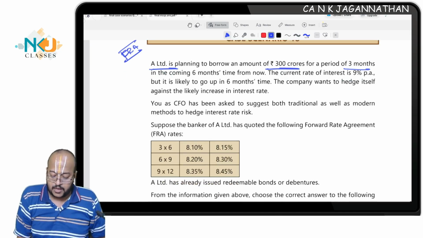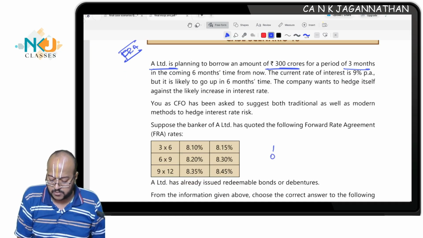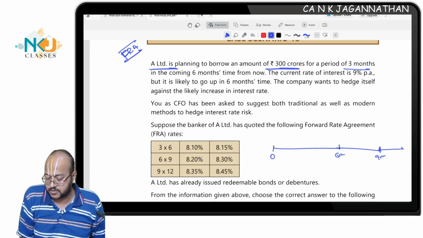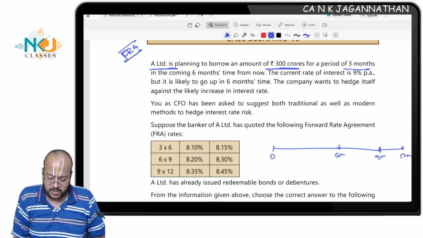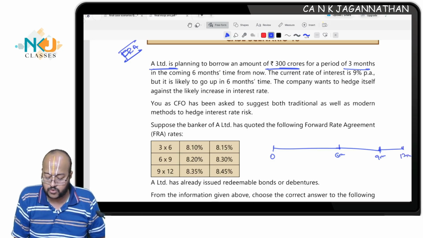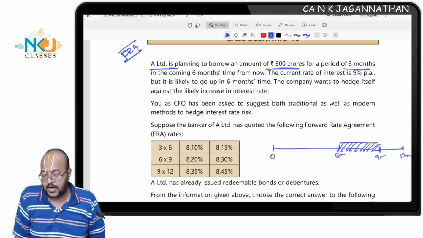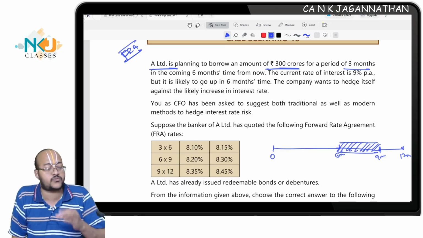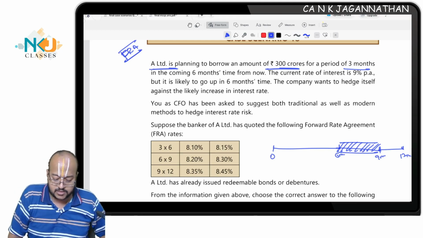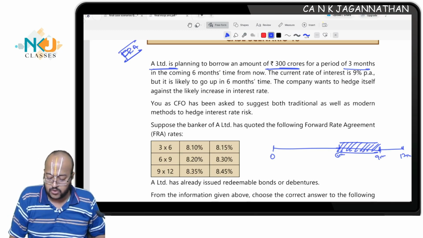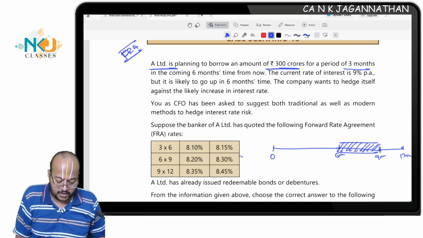See, today, year month 0, you are here; this is 6 months, this is 9 months, this is 12 months. This is a year now. Now what do you say? Today you don't need to borrow, you don't need the fund money. You only need money after 6 months, but for only a period of 3 months, right? So what is this called? 6 into 9 FRA, 6 into 9 FRA.